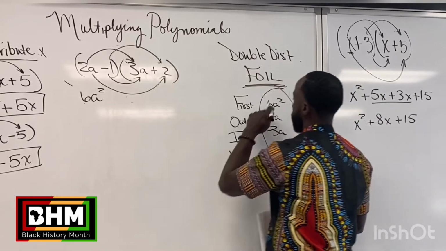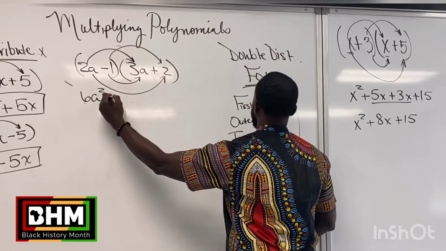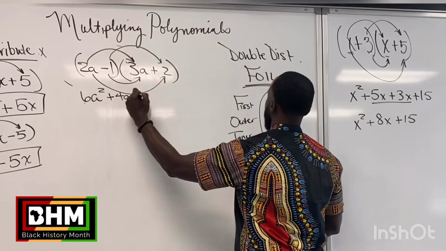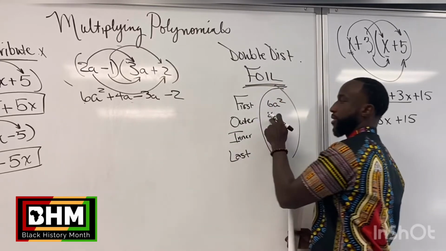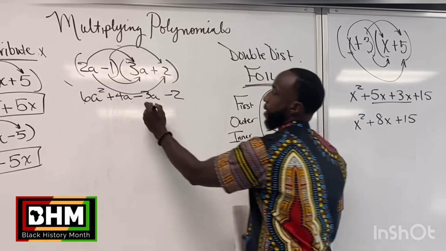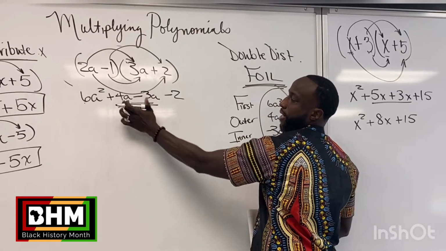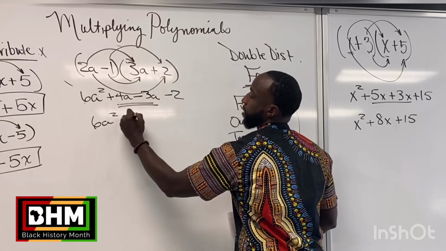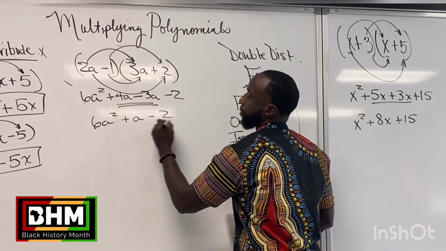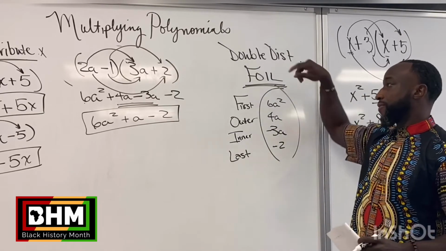So let's put them in order by power. That's 6a squared plus 4a minus 3a minus 2. This is plus 4a because it's positive. Now combine these like terms: same signs, add; different signs, subtract. So it's going to be 6a squared plus a minus 2. And there you have it. It's double distributing at its finest for you.